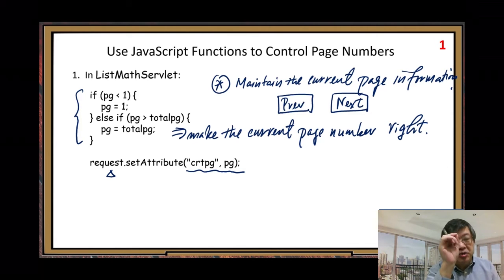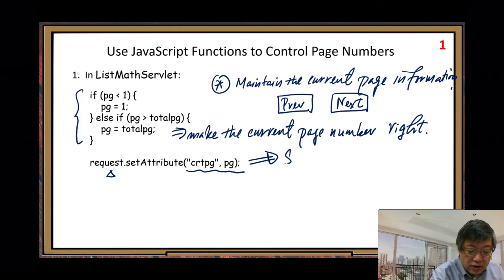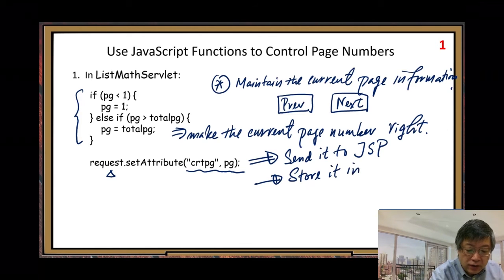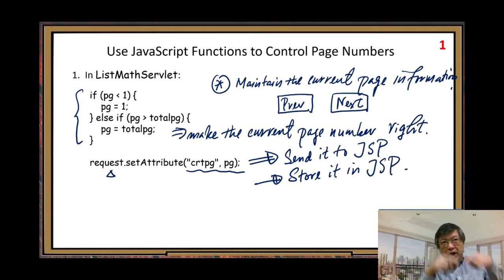All right, JSP. After we send it to JSP, there is one thing we need to do: store it in JSP. Display it, but at the same time, we need to find a place in JSP to store it, because later we need to retrieve it. So you can see we need to do a lot of preparation. All right. So step 2 in list.jsp.